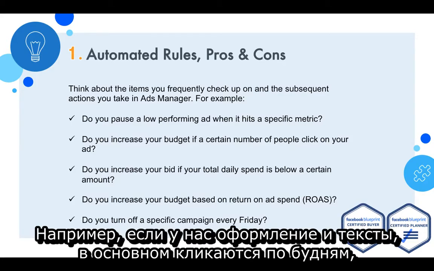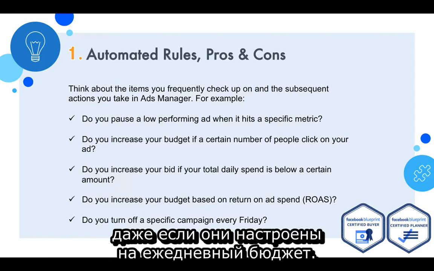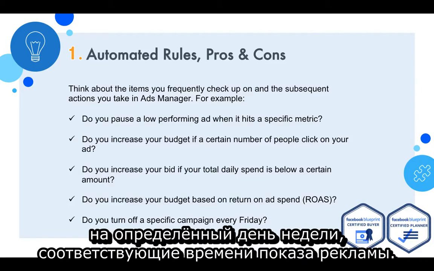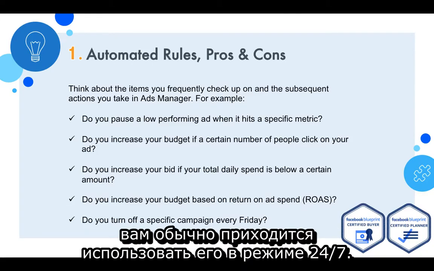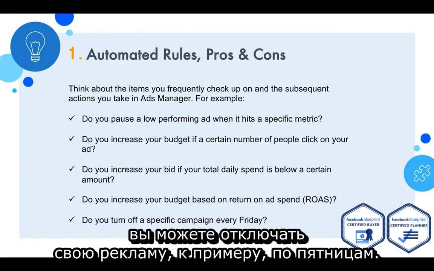For example, if we have creatives and copies that are only applicable during the week, then we could definitely let them turn off automatically every Friday, even though we're working with daily budgets. As you well know, with lifetime budgets, you can define which part of the day and what day of the week you want to show your ad. But if you work with daily budgets, you usually have to show them 24/7, and with those automated rules, you can deactivate them every Friday, for example.